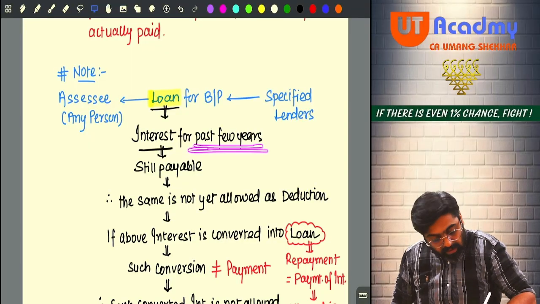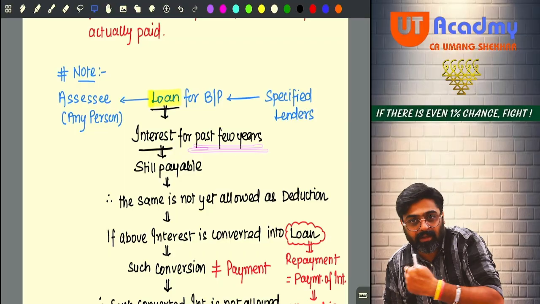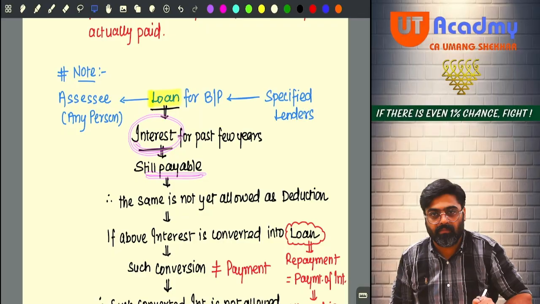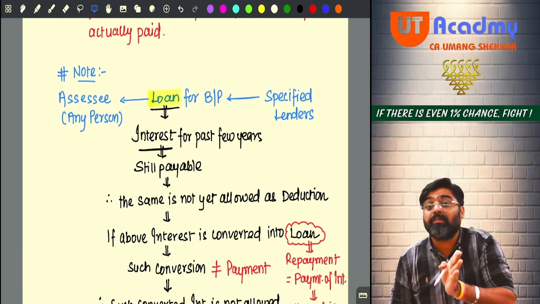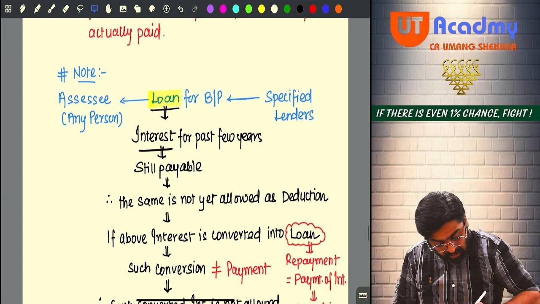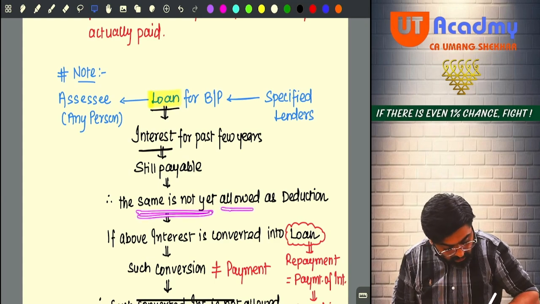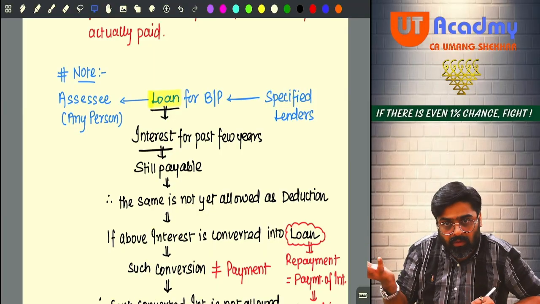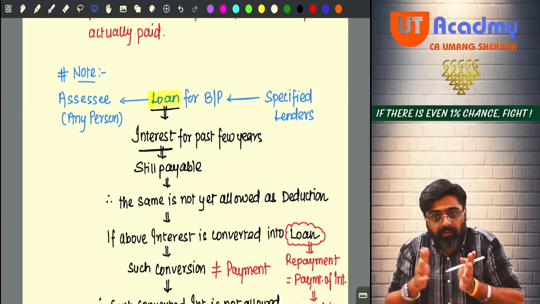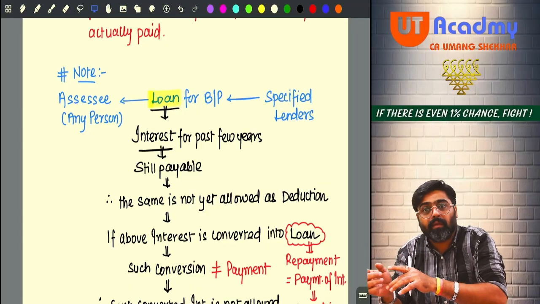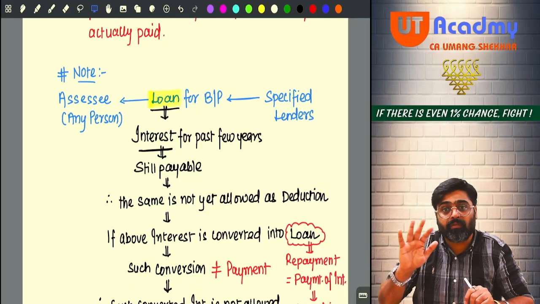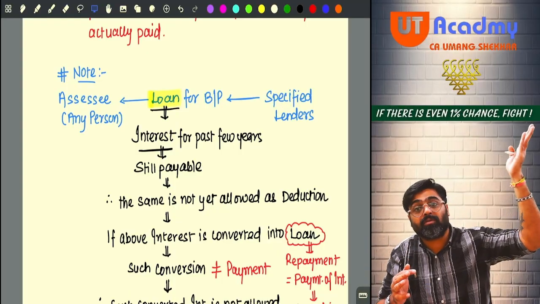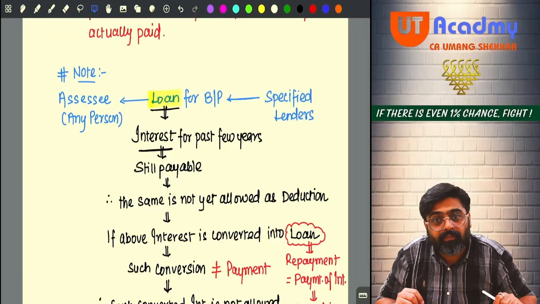So for the past few years, meaning the last 3 years in our example, interest is still payable, meaning it was not actually paid. So definitely it is not yet allowed. All that entire interest was not allowed. There is a condition: if it is not paid on or before the due date of filing ROI of that year, then as per 43B it will be disallowed. But later on, when this interest is actually paid, at that time it will be allowed, no?